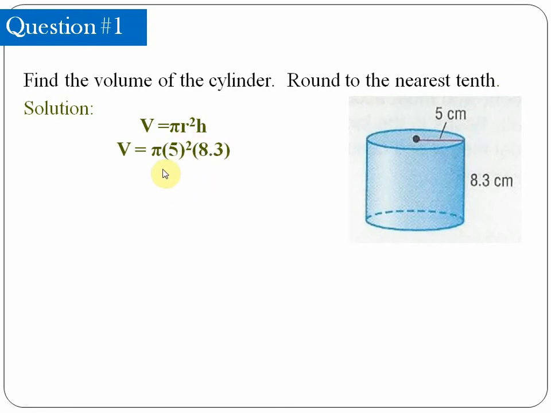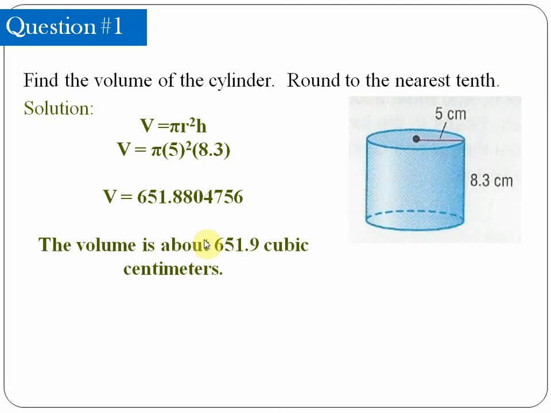You get the answer. So pi times 5 square times 8.3. 5 is the radius, 8.3 is the height. We get the answer, and rounding off, 651.9 cubic centimeters is the volume of the cylinder. When we round off this figure to one decimal, we get 651.9 centimeter cube as the volume of the cylinder.